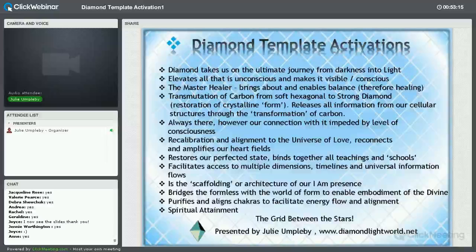So I've had loads of people saying, oh my God, I look at this and I've done that and I've done that. And suddenly it all makes sense. Suddenly I can see this really big picture and it's making a lot of sense for me. So that's another aspect of what the diamond supports us with. It facilitates access. The diamond grid facilitates access to multiple dimensions, timelines, and universal information flows. So it automatically opens up those timelines.